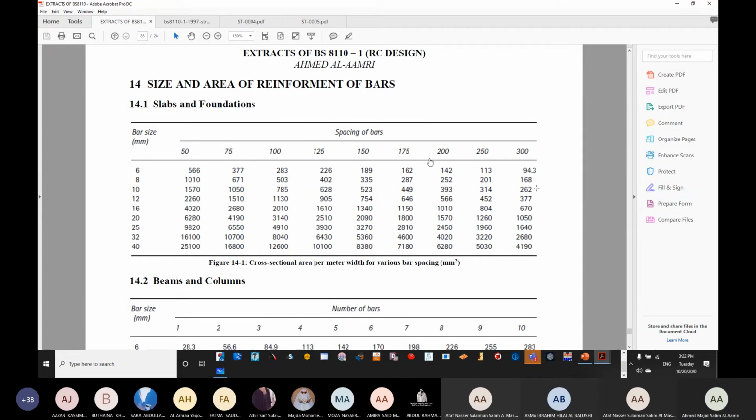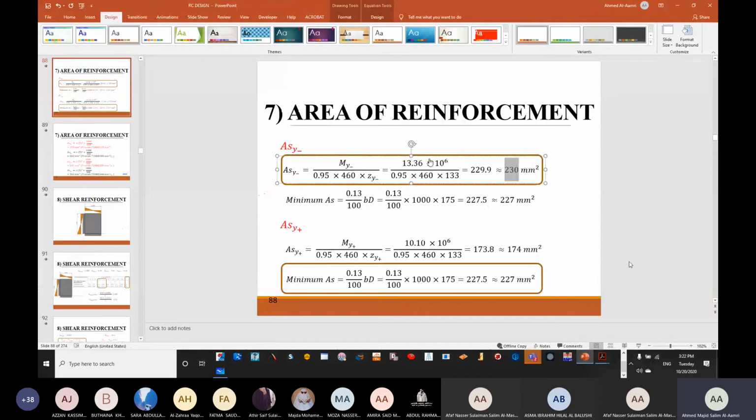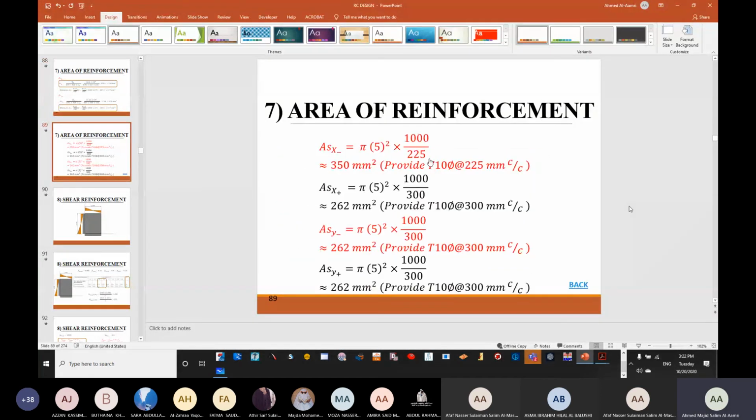Now, one way of finding the provided reinforcement is through the table. Another method is by calculating it manually. After the quiz or after the test, I'm going to show you how to calculate it manually. That's not going to be included in your test.